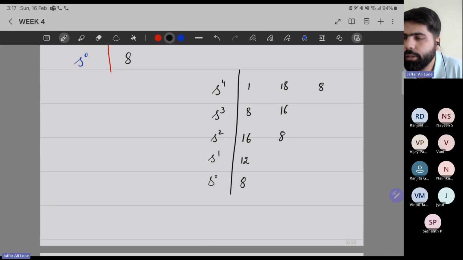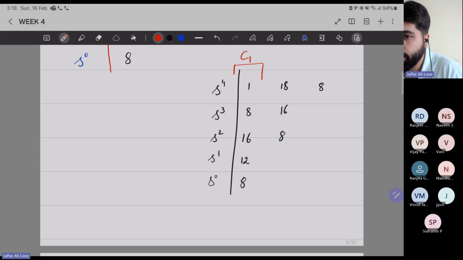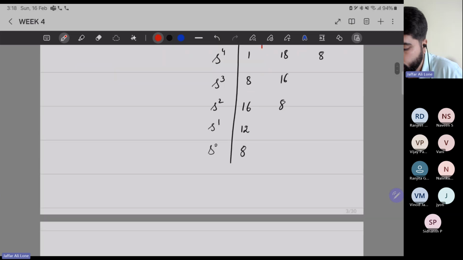After you are done making this Routh array, what's the next step? The next step is to see whether there is any sign change in the first column, right? So this is the first column. We have to look for any sign changes. If there is one sign change or two sign changes, the number of sign changes gives us the number of poles in the right half s plane, right? So here there is no sign change.